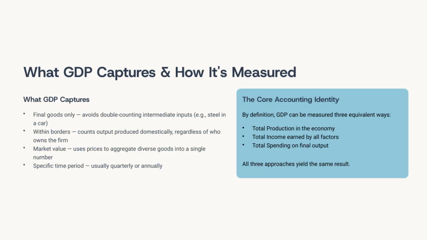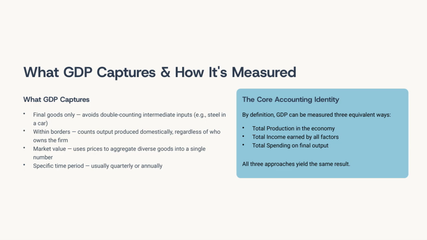All three approaches to measuring GDP, total production, total income, and total spending, all lead to the same result. That's a key point because it shows how interconnected these different perspectives are. Total production refers to everything produced in the economy, while total income is the income earned by all the factors involved in that production. And total spending is how much people and businesses are actually spending on final goods and services.